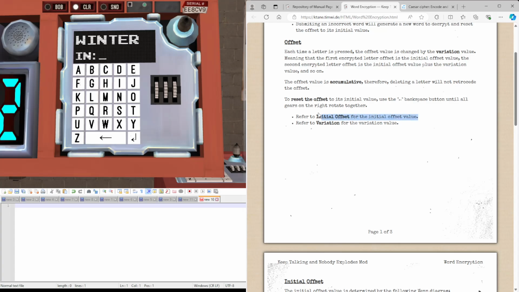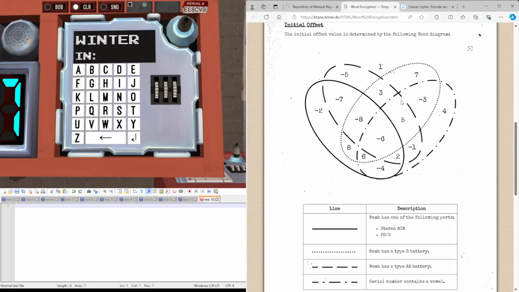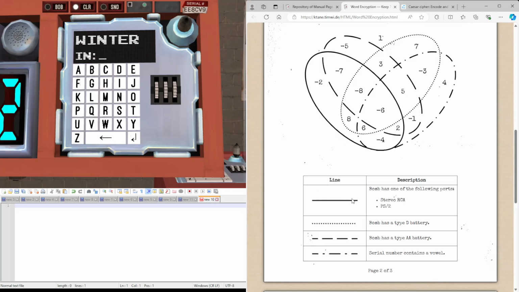So first, let's figure out our initial offset by using this Venn diagram. The block line is asking if we have a stereo RCA or PS2. We do have one of those. We have this one. We don't have a D-type battery. We don't have an AA type battery. We didn't actually have any batteries. But the serial number does contain a vowel. So we're going to go into the sections with the block line and the dot dash line, which is going to be here, which gives us our initial offset of -4. That means our first letter will be shifted by -4.